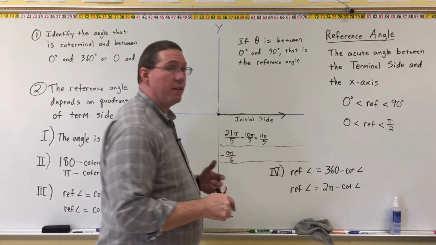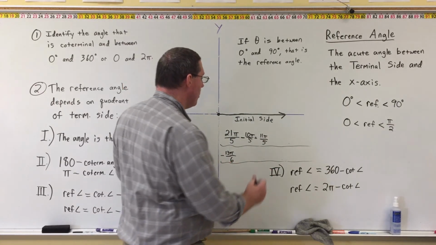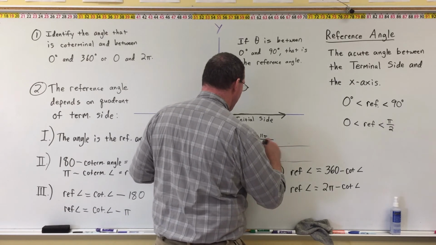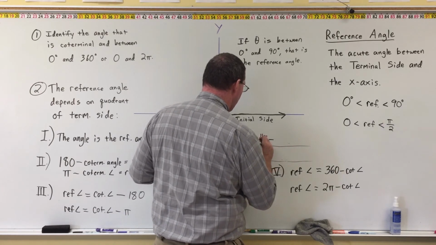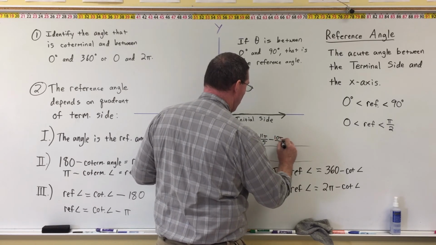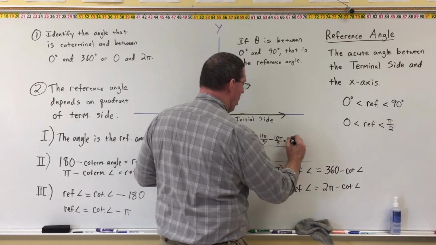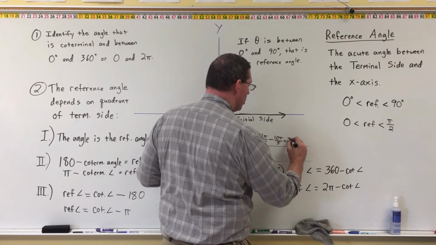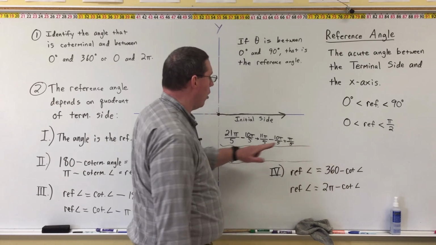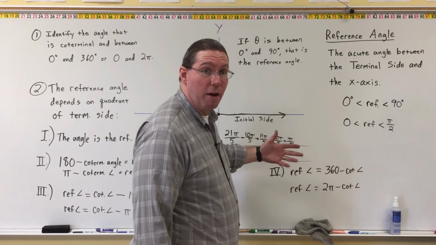11 divided by 5 is 2 1/5. So that's still larger than 2 pi, so we're going to have to subtract. Actually, I should have put an arrow here. Now we're going to have to subtract 10 pi over 5 again. And 11 minus 10 is 1. So that's 1 pi over 5, or just pi over 5. Okay, so here is our coterminal angle, pi over 5.